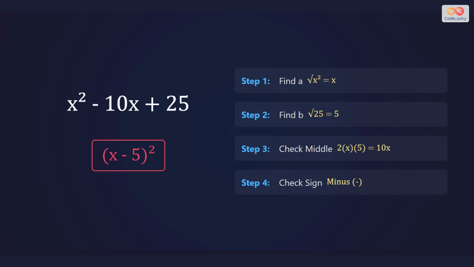Step 3, let's check the middle term. 2 times x times 5 equals 10x. Since the original expression has a minus sign, it matches perfectly. The answer is the quantity x minus 5 squared.